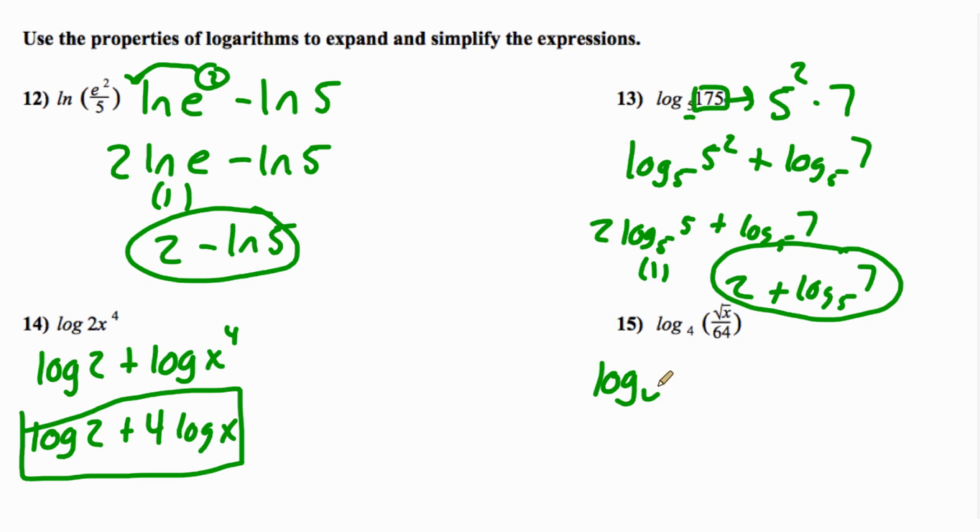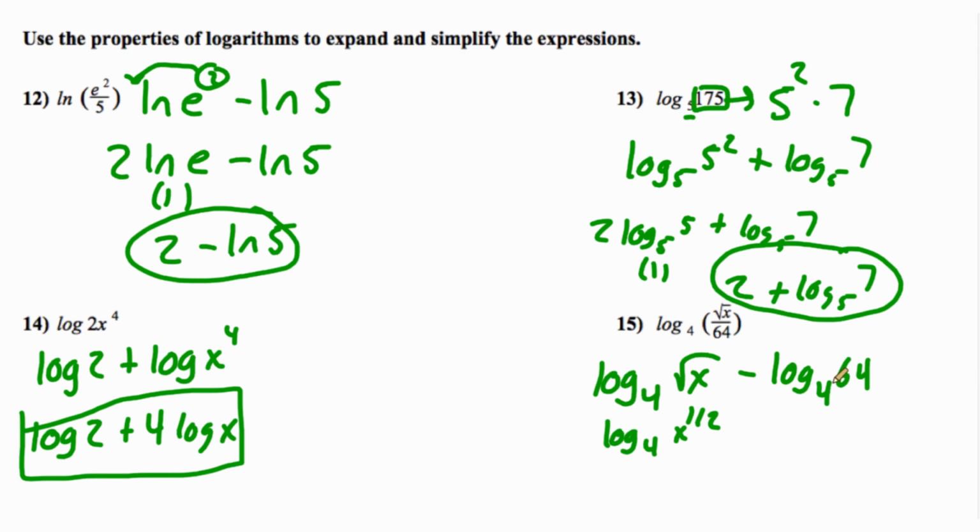With number 15, we've got division happening, so the first thing I'm going to do is split that into subtraction. So log base 4 of the square root of x minus log base 4 of 64. Now I'm going to make changes with each one of these. We don't have a property that tells us how to deal with square roots, so I'm going to make that a 1/2 power. So we've got log base 4 of x to the 1/2 power.